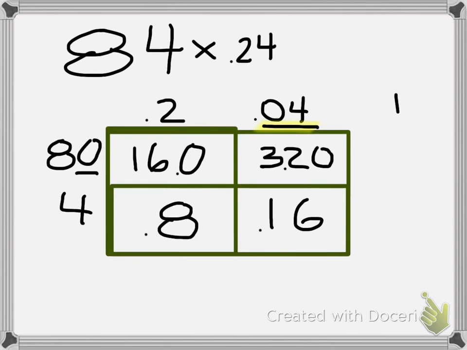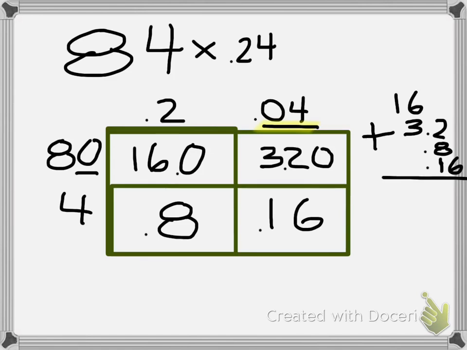We got 16 plus, what's the next largest? 3.2 plus 0.8. And last is 0.16. Have to go off my board a little bit here. All right, we'll add all those up. We'll add our partial products.